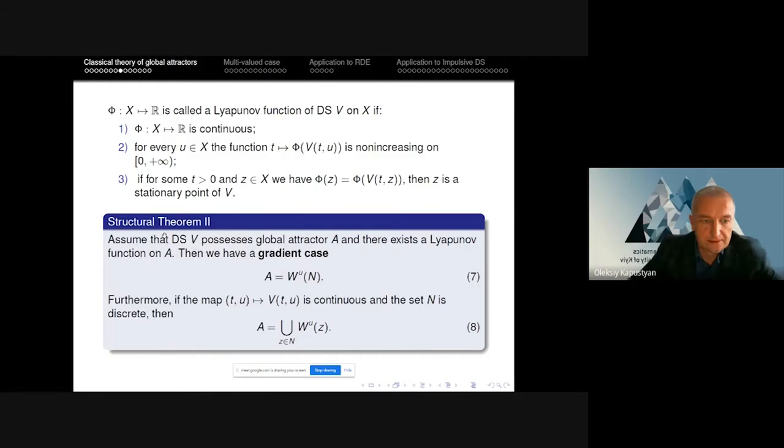The second structural theorem guarantees that if dynamical system V possesses a global attractor A, and there exists a Lyapunov function on the global attractor A, then the global attractor, in fact, equals the unstable set emanating from the set of stationary points. This case is called the gradient case, so it means that our system is a gradient system. Furthermore, if the map V is continuous with respect to both variables and the set N is discrete, then the structure of A is particularly clear. In fact, A consists of stationary points and complete orbits joining these points, and that's all.